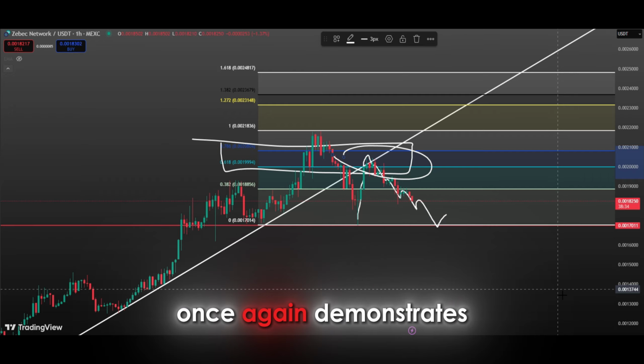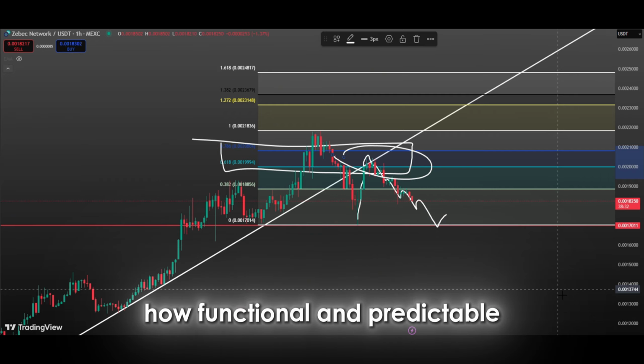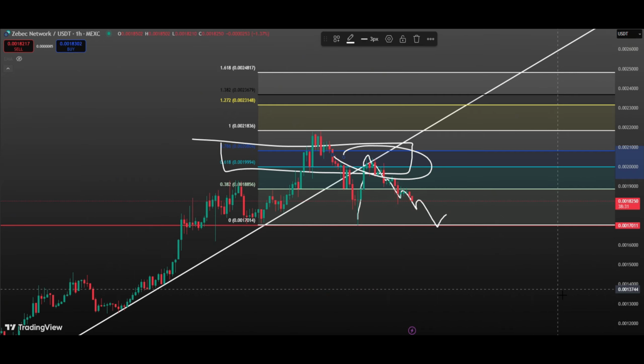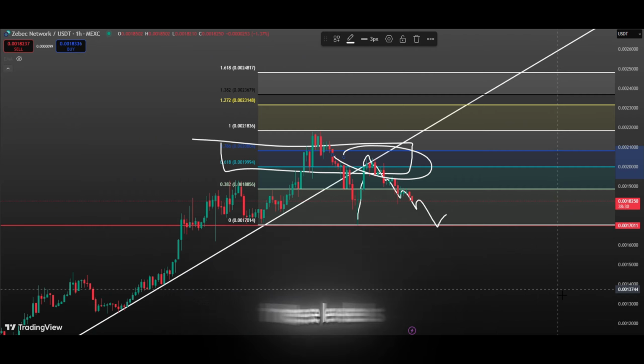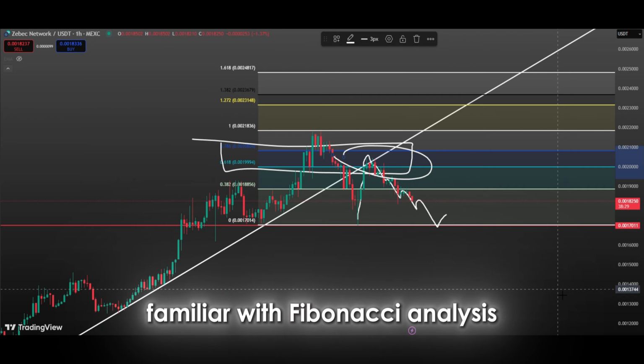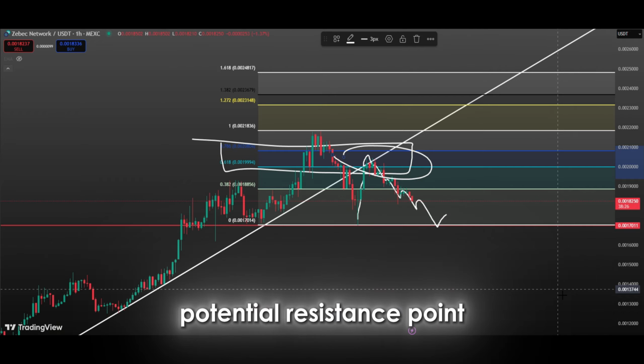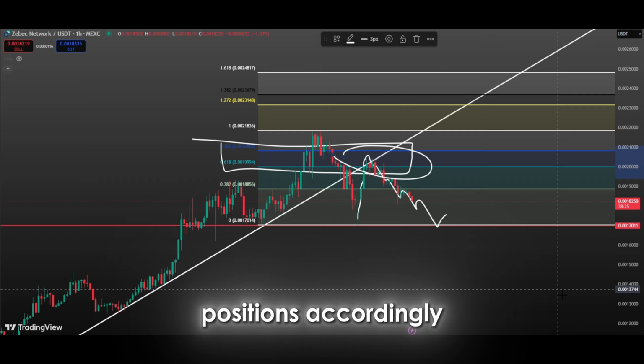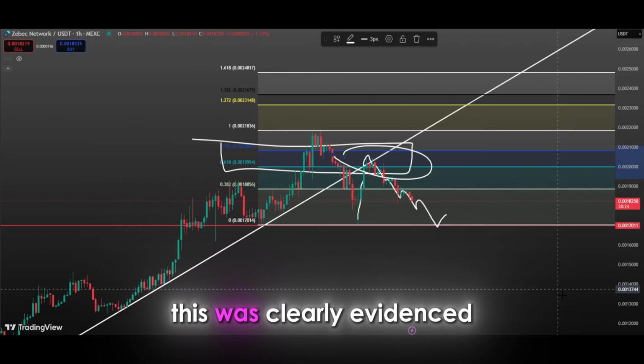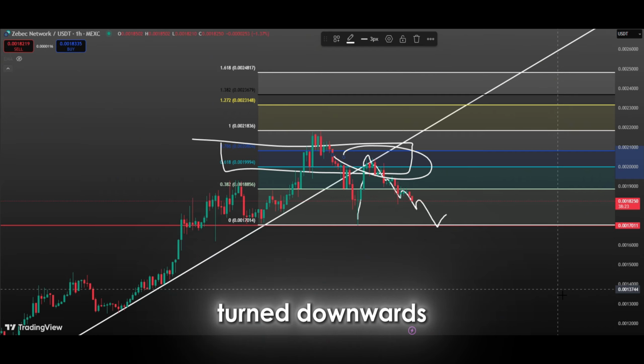In fact, this once again demonstrates how functional and predictable technical analysis is. Because even before the price approached these levels, traders who were familiar with Fibonacci analysis may have predicted that these areas could be a potential resistance point and shaped their positions accordingly. This was clearly evidenced when the price turned downwards without lingering at these levels for long.